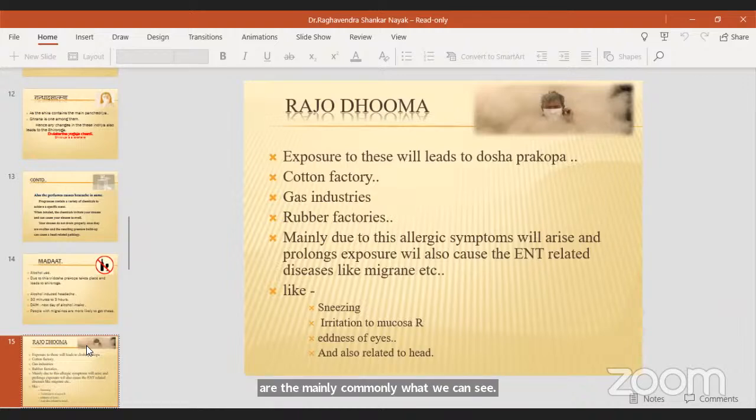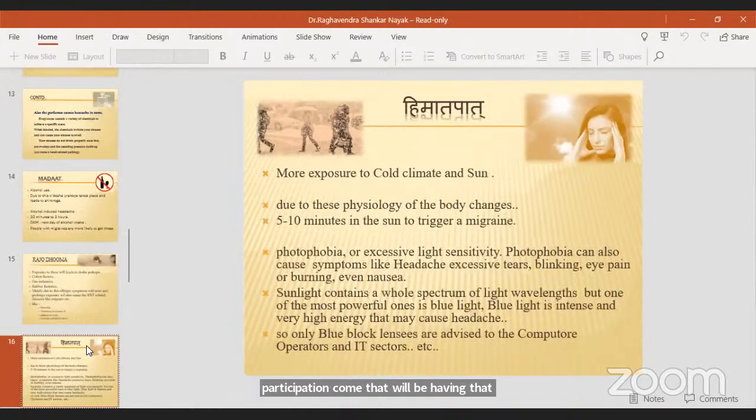That will not be exhibited as a single symptom, that will always be in combinations. Like if an allergic conjunctivitis patient comes, they will be having sneezing and all. Next slide. Himatapa, that is more exposure in a cold climate.